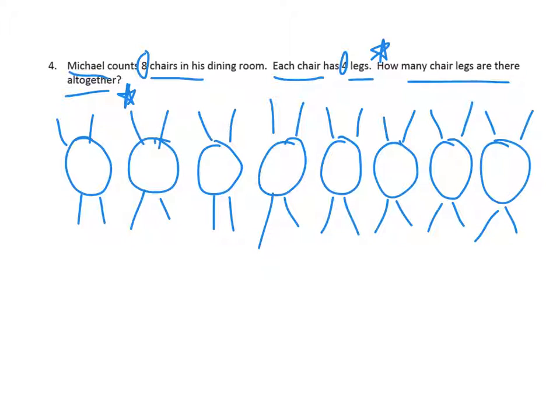Now I need to figure out how many chair legs there are all together. So there was 4, and there are 8 chairs all together. So 4 times 8 is equal to something. So go ahead and let's count the legs.